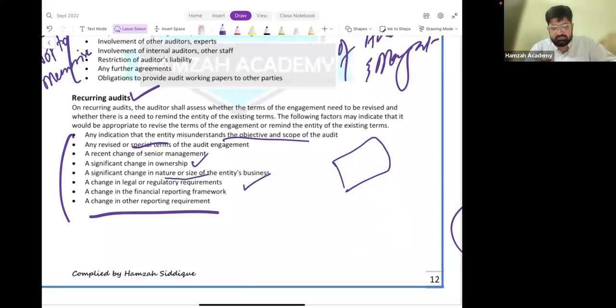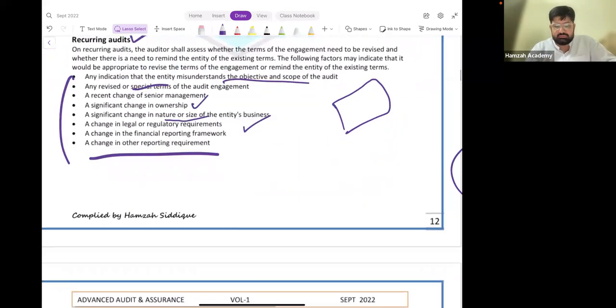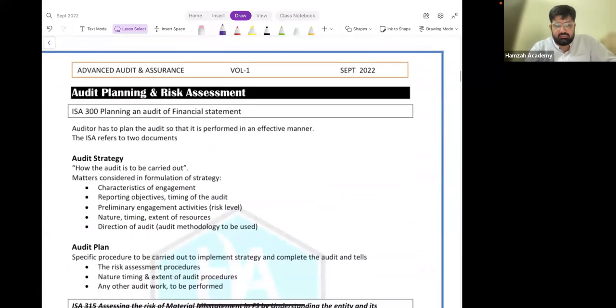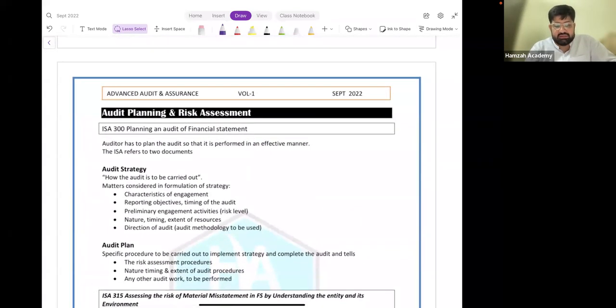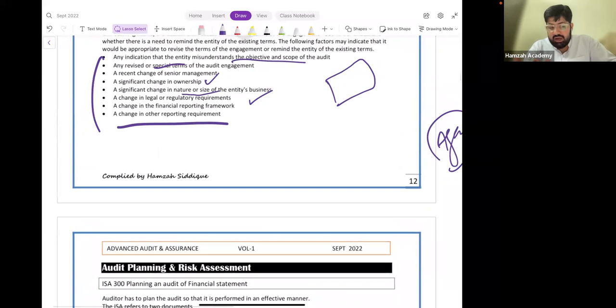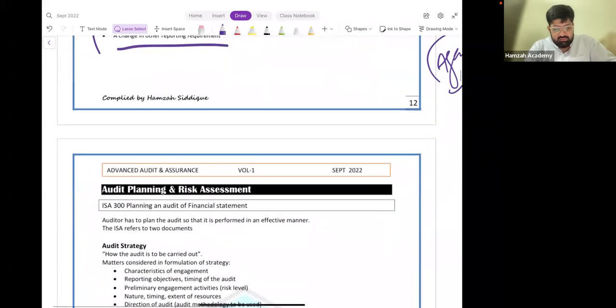Now, next. The next topic is audit planning and risk assessment, because we are now the validly appointed auditor of the company. Students, planning. By the way, before I proceed to discuss the audit plan, tell me one thing. What is the duty of the auditor?